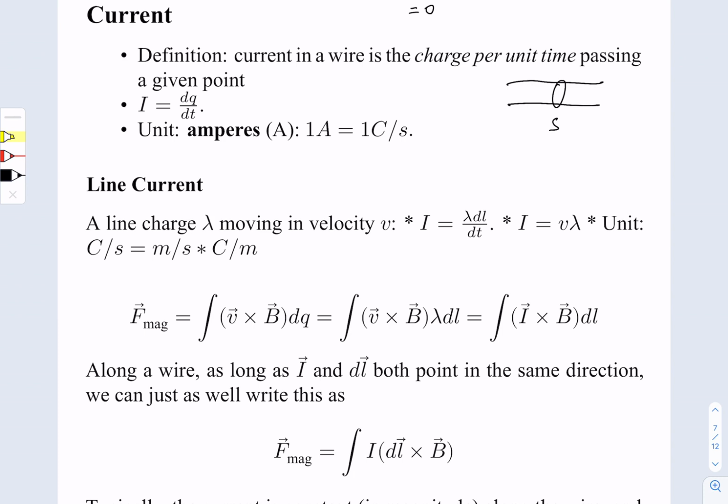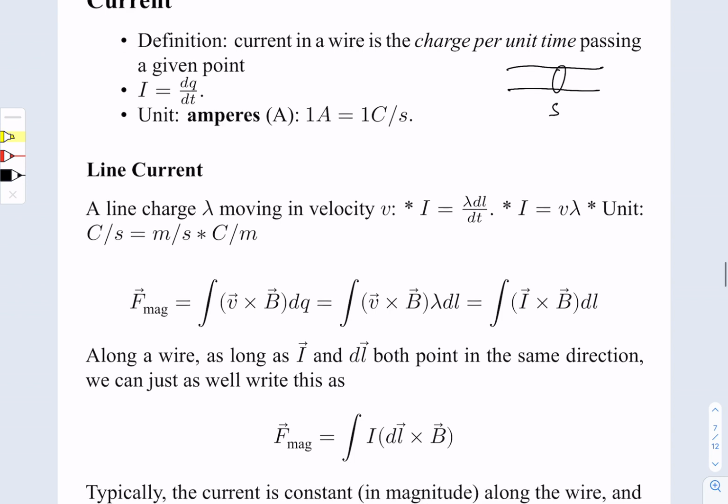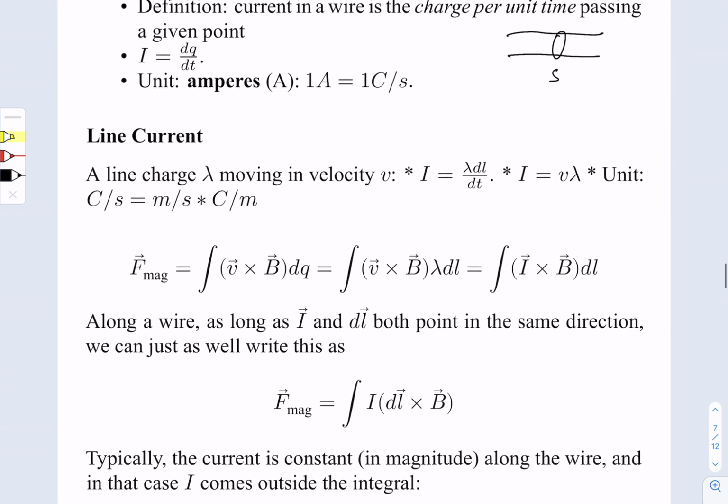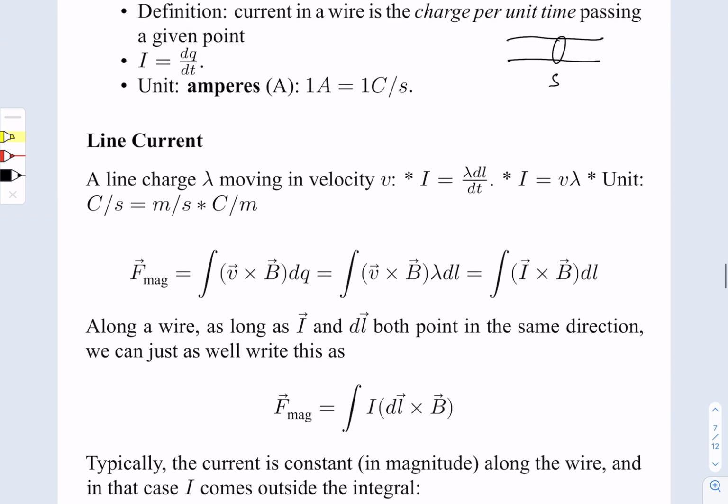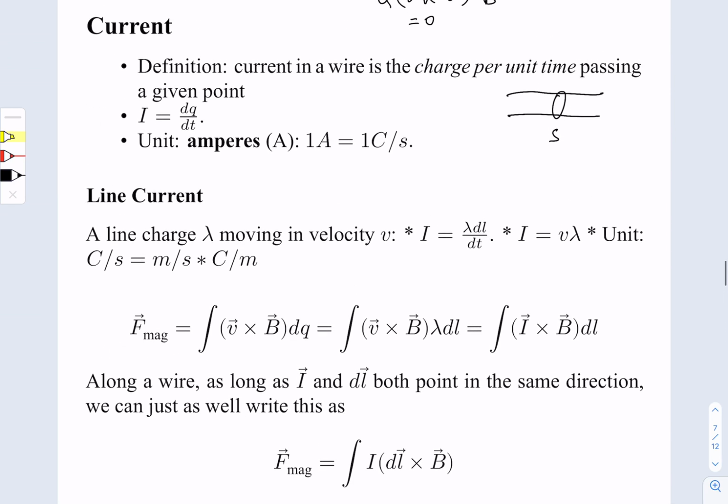And like the charge in the E field, the current here also has different definitions. Sorry, different dimensions. You can have a line current, a surface current, and a volume current. So here the line current is, sorry, it's a bit messy here. A line current is most straightforward.